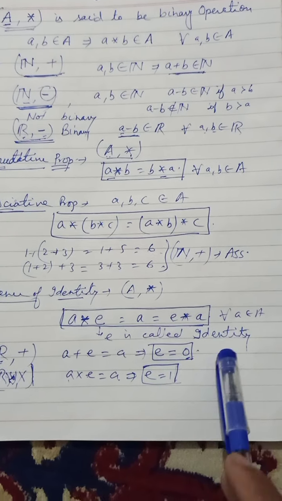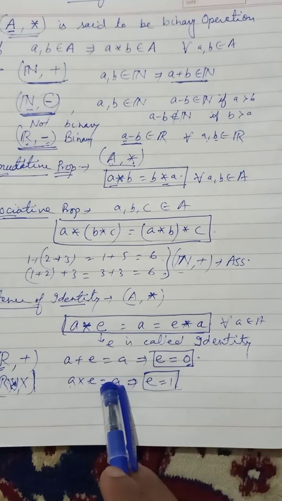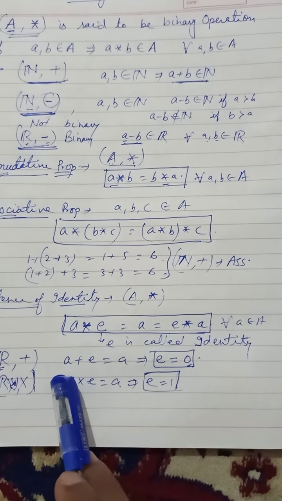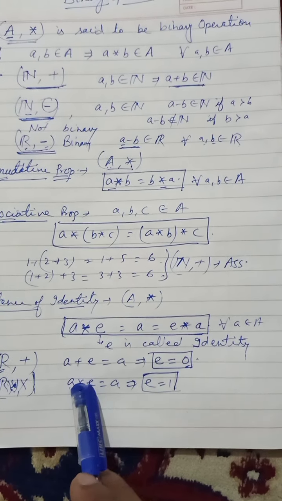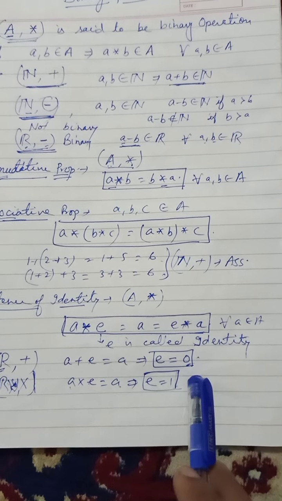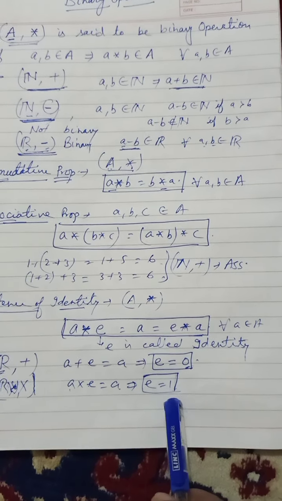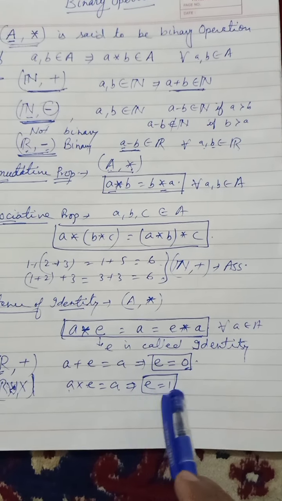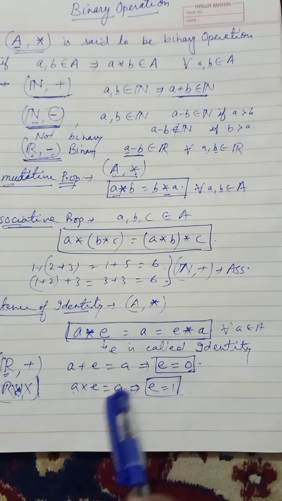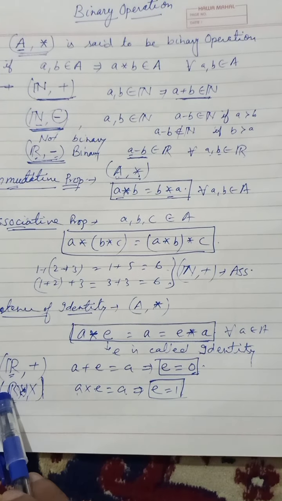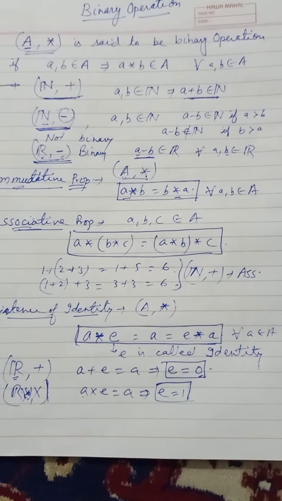Okay. Similarly, we can check multiplication. So A into E is equal to A. Then what is the value of E? So E is on this side multiplied, so on the right side it will be divided. So E is equal to A by A. A by A means 1. That means 1 is the identity with respect to multiplication. So 1 is called the multiplicative identity. Okay. So this is on the set of real numbers minus 0. Okay. Real numbers minus 0.